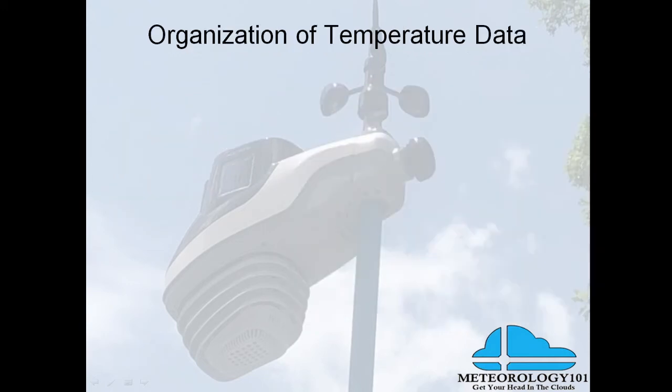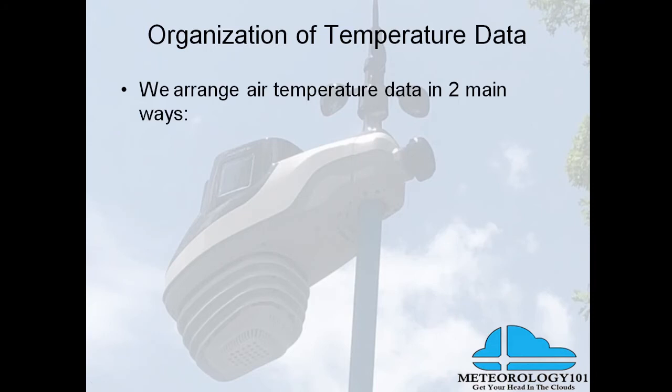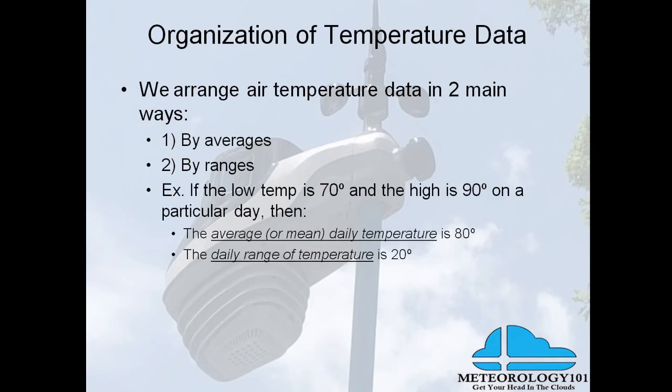So, organization of temperature data. We arrange the air temperature data two main ways. By averages, you'll hear that a lot, what the average temperature is for this time of year. And then by ranges, what's the range between the minimum temperature and the maximum temperature throughout the day. So if we look at a low of 70 and a high of 90 on a particular day, then the average or mean temperature is 80 degrees. The daily range is 20 degrees.